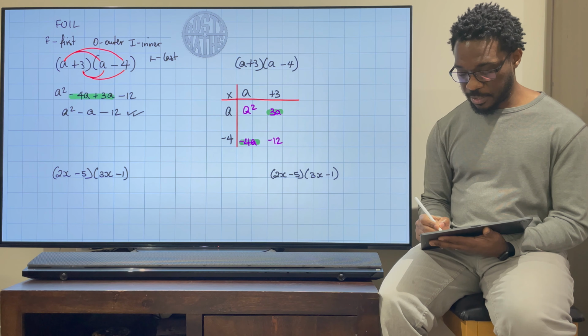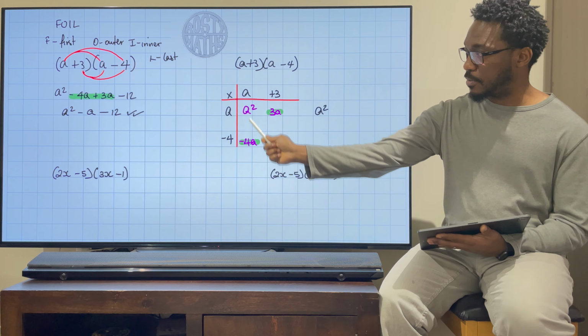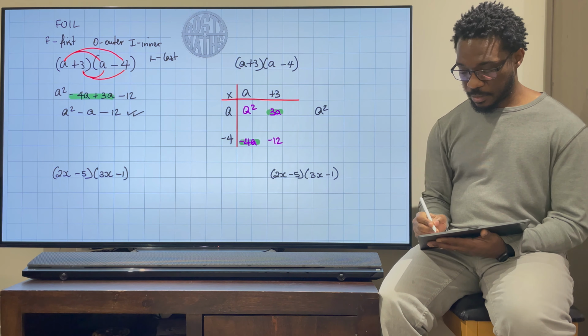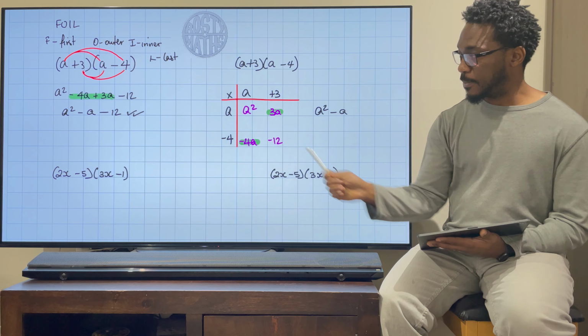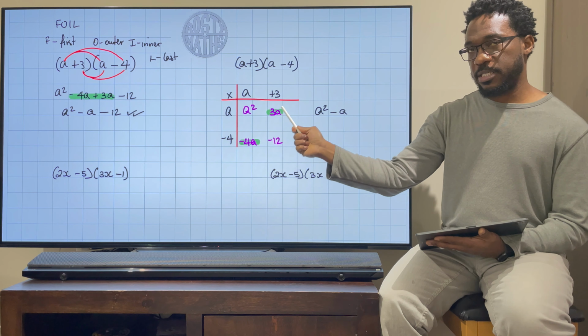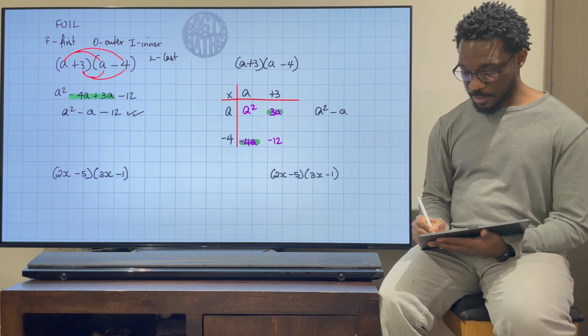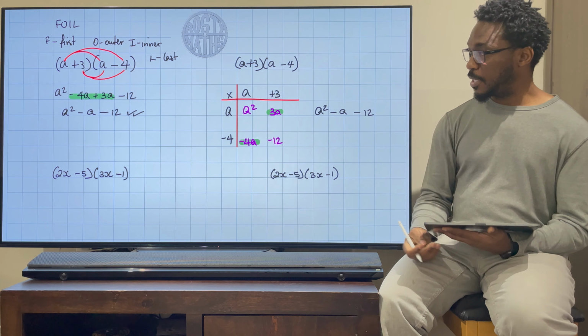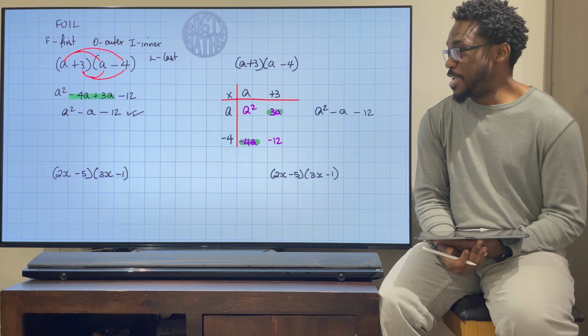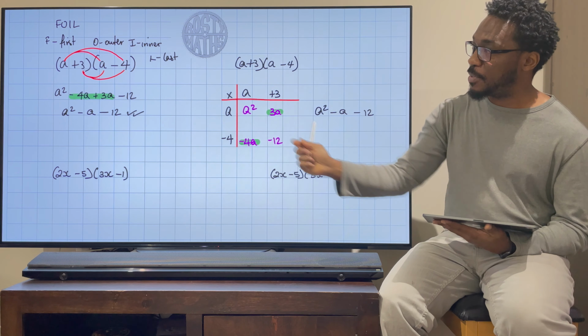So my final answer is a squared, which is there, take away a, which I get once I subtract these two, and then take away 12. And that's it. Finished. And you can see we got the same answer.